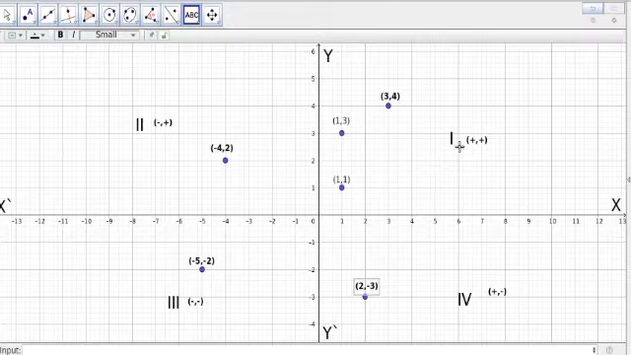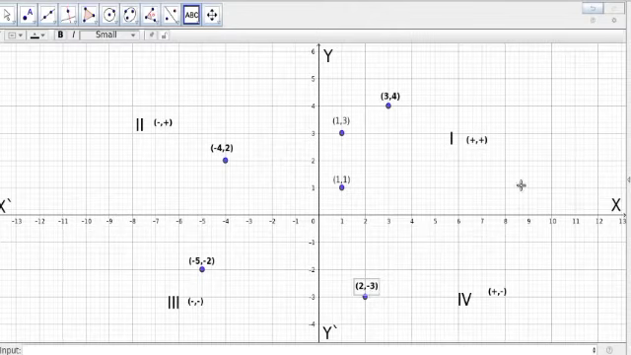Okay, in the first quadrant both the numbers are positive. In the second quadrant the x coordinate is negative and the y coordinate is positive. In the third quadrant both the coordinates are negative, and in the fourth quadrant the x coordinate is positive and the y coordinate is negative.